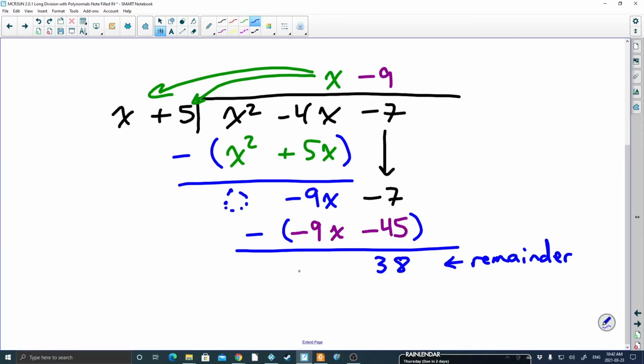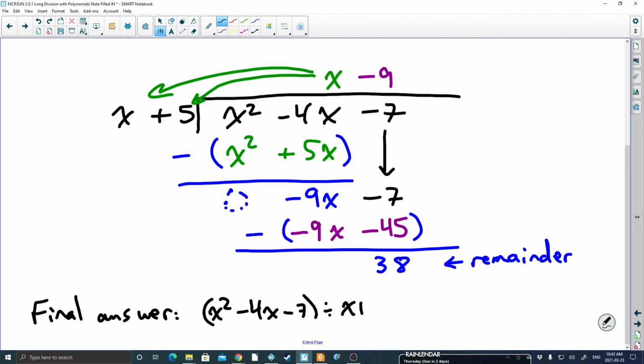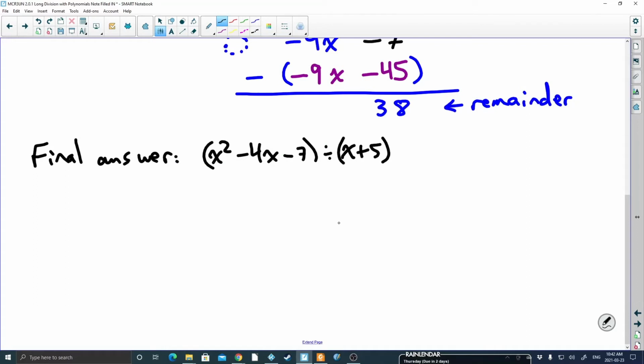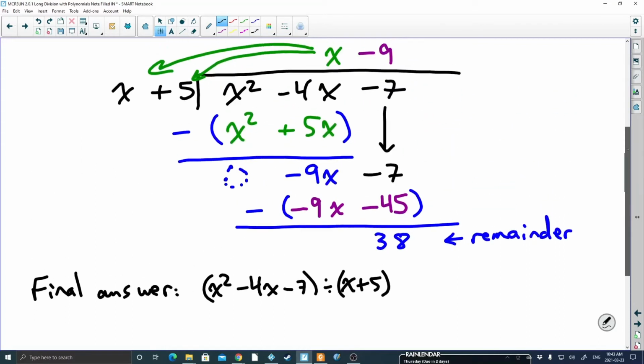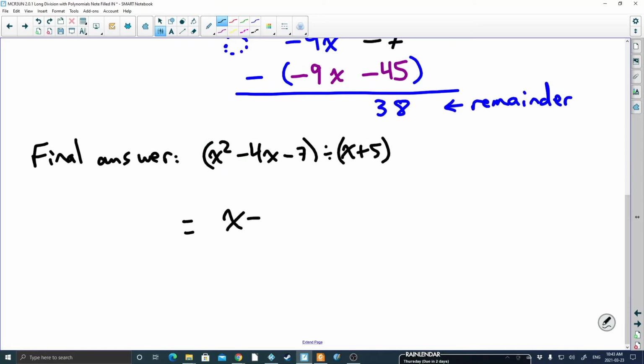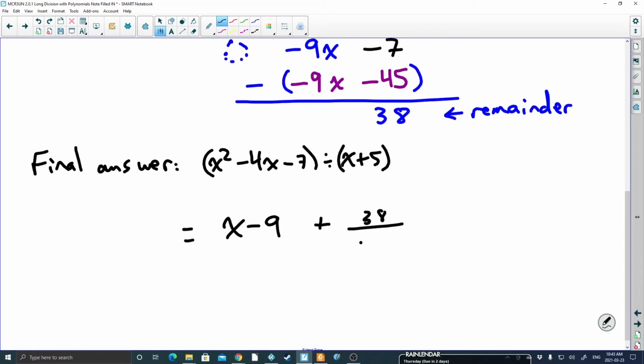So what does this all mean now? Well, what was I doing? I was dividing x squared minus 4x minus 7 by x plus 5. And what did I just get as an answer? Well, I got, excuse me, x minus 9 plus the 38 divided by the divisor, like we did before, of x plus 5.